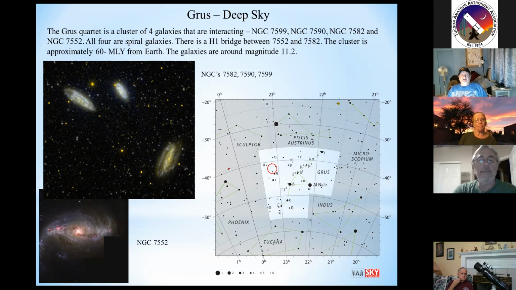And the picture on the top shows 3 of them, 82, 90, and 99, and then 7552 is in this picture on the bottom, and it's more or less in the correct position. But I couldn't find a picture of the entire cluster. But it's located right there in the middle of that red circle.